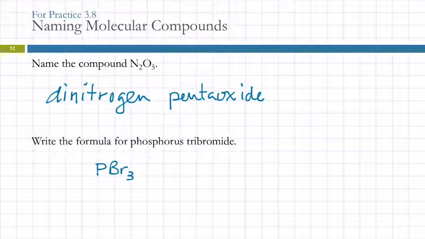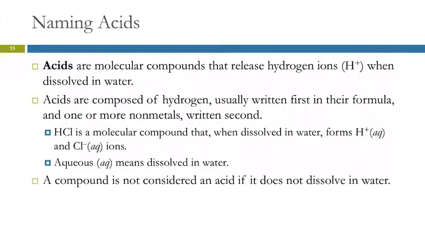Naming molecular compounds is usually the easiest one. Students don't tend to have too much trouble with this. The problem is you like this so much, you try to apply it to other types of compounds. So resist that temptation. Acids. Acids are molecular compounds.